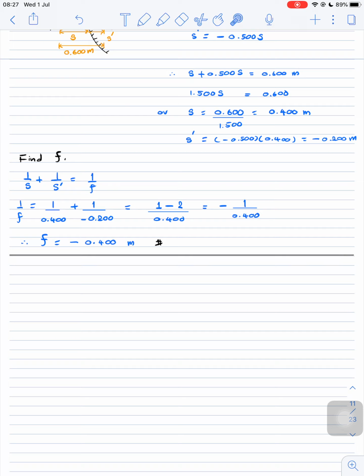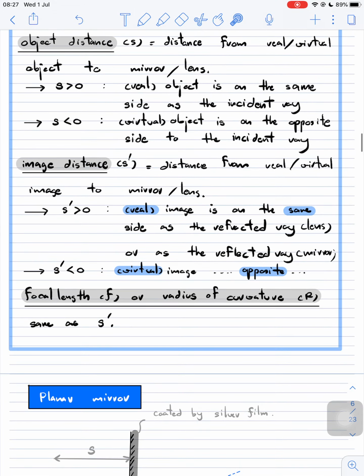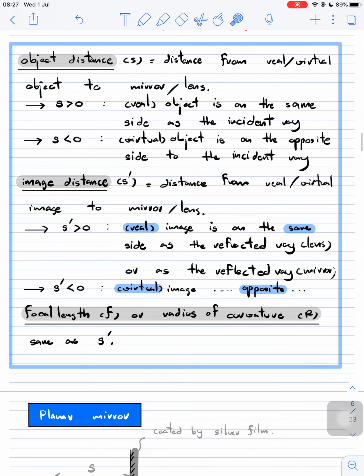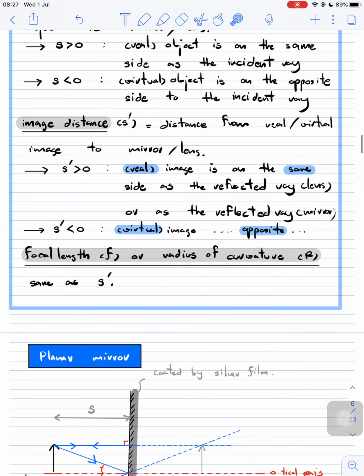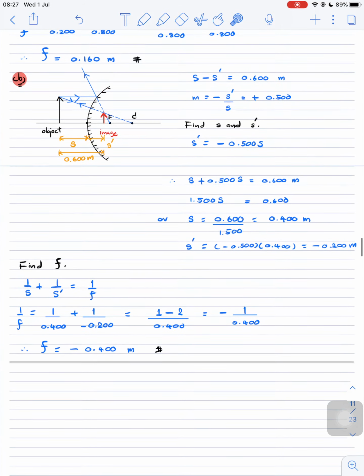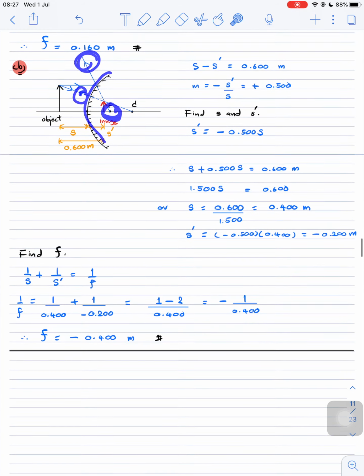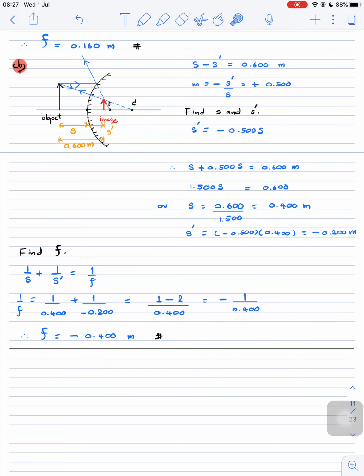Now you can see that this focal length is negative. From the sign convention, if we have a negative focal length, it means that the focal point is a virtual focal point. This virtual focal point is on the opposite side as the reflected ray of the mirror. For example, in this picture, the reflected ray is on the left hand side of the mirror, but the focal point is on the right hand side of the mirror. So that's why we have the virtual focal point here.